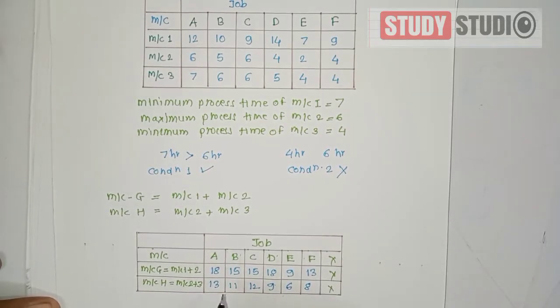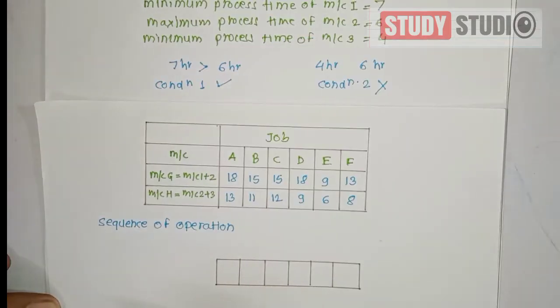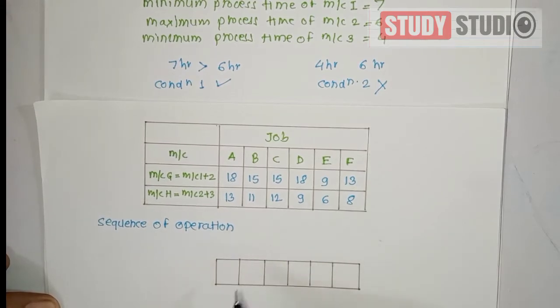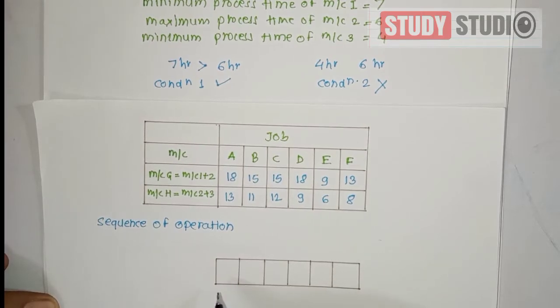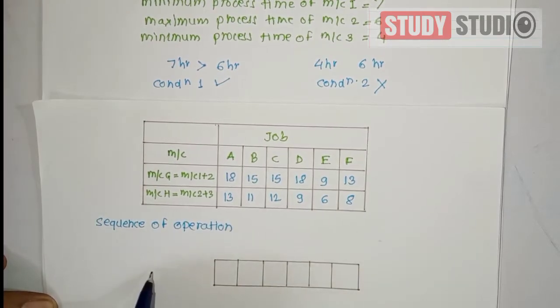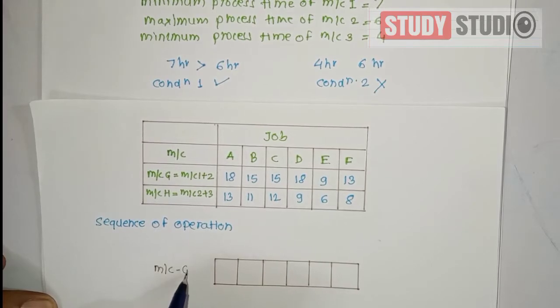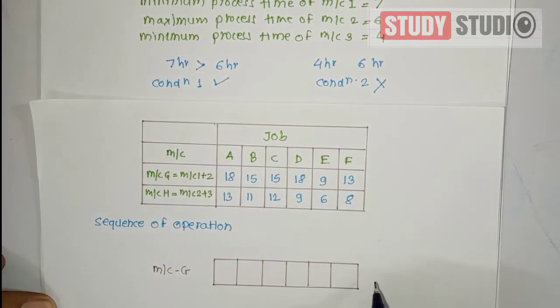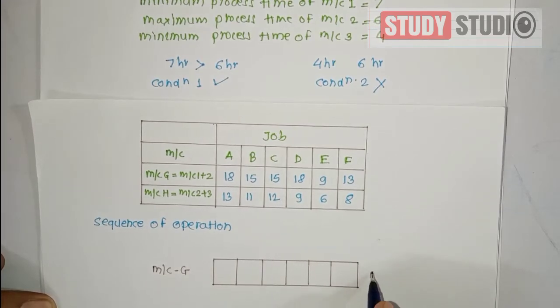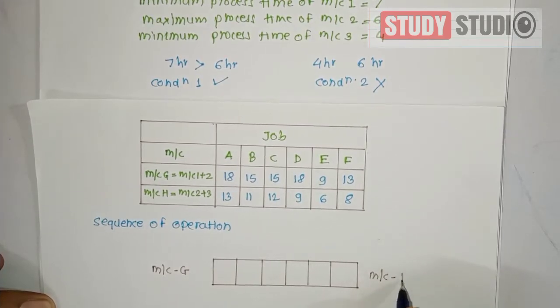Now by using this table, we'll find out the optimum sequence of operation that will give us a total minimum elapsed time. So let's find out the sequence of operation by referring to this table. To find the sequence of operation, we'll draw 6 blocks for our 6 jobs. On the left hand side of this block, I'll write machine G, and on the right hand side of this block, I'll write machine H.